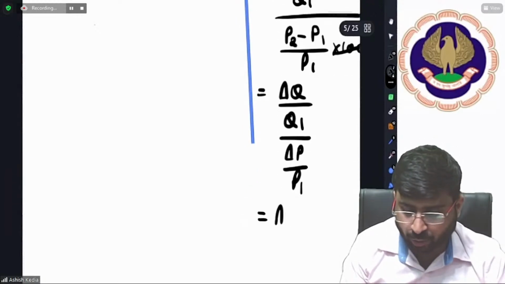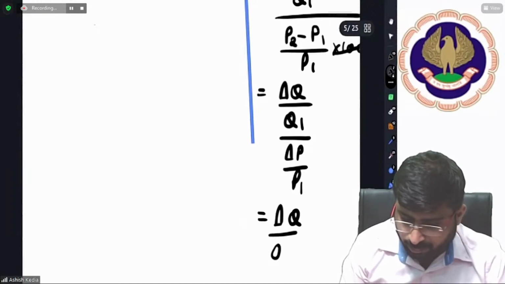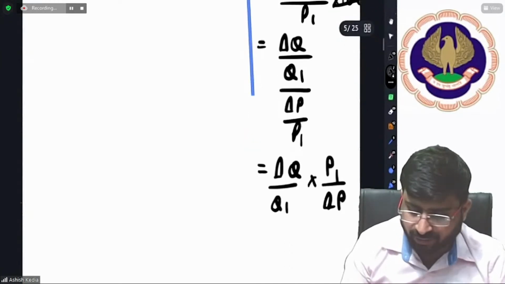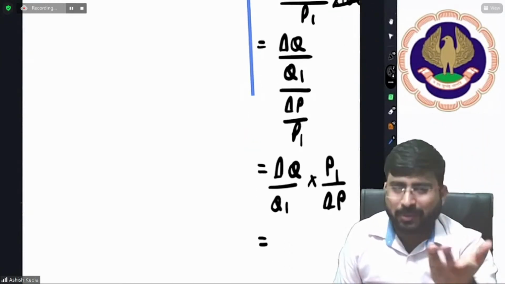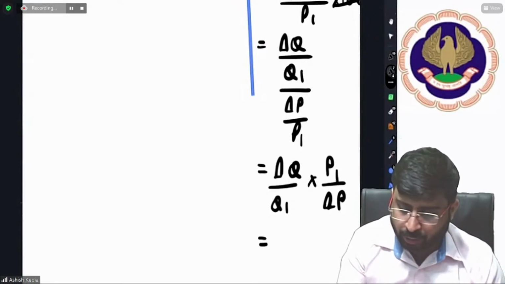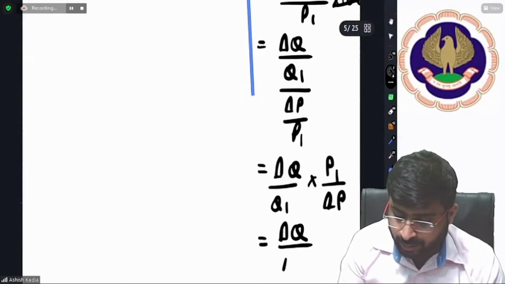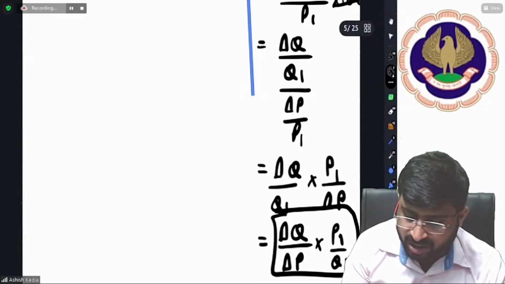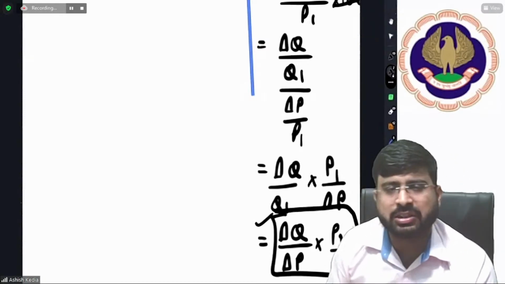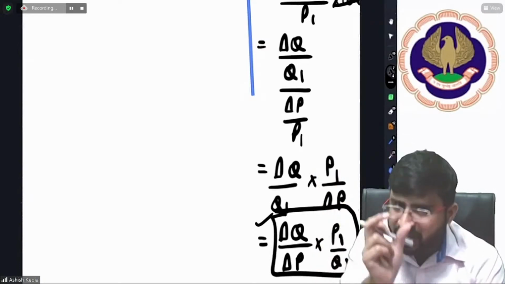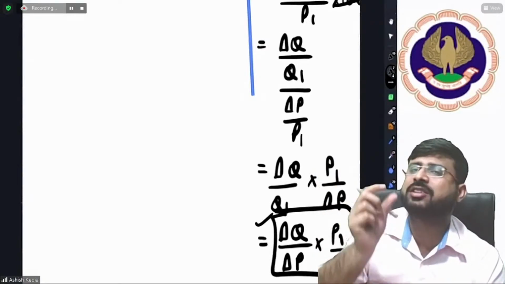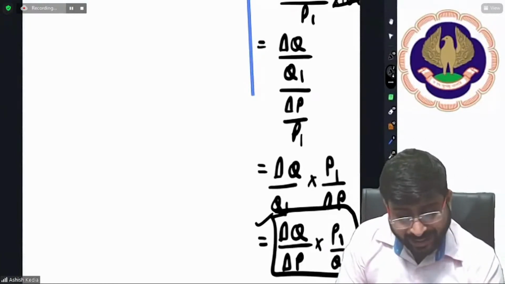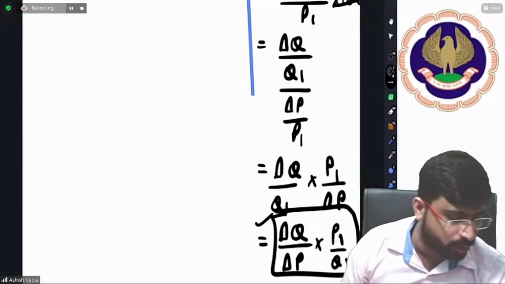So this is the new formula: change in quantity by original quantity into P1 by change in price. This is also the percentage method because this formula has been derived from the percentage method only. So you can also use the formula change in quantity by change in price into original price by original quantity. Mind you, here change in quantity is not percentage change. It is unit change. Suppose 100 to 120, so unit change is 20 units. If price is falling from 5 to 3, change in price is minus 2. Yes, you can use this formula as well.